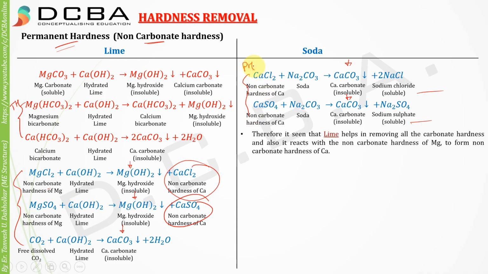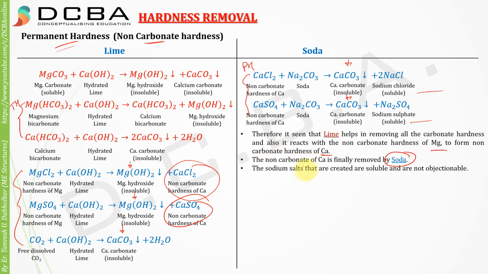Therefore it is seen that lime helps in removing all the carbonate hardness, and also it reacts with non-carbonate hardness of magnesium to form non-carbonate hardness of calcium. Non-carbonate hardness of calcium is finally removed by soda. Now obviously the sodium salts which are created here are soluble, but they are in less quantity and it is not objectionable.